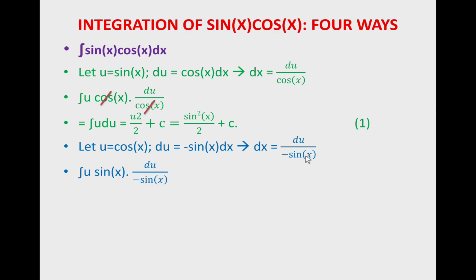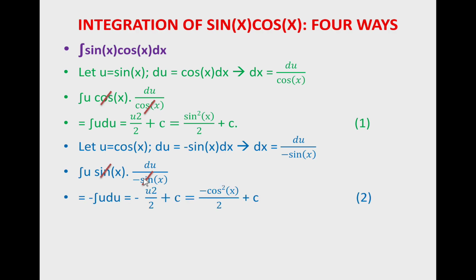Now we're ready to do the substitution. Instead of cosine x, we use u. We keep sin x the same. And instead of dx, we use its value, which is du over negative sin x. Once again, we realize that there is a common term between the numerator and denominator, and that is sin x. So let's get rid of them.